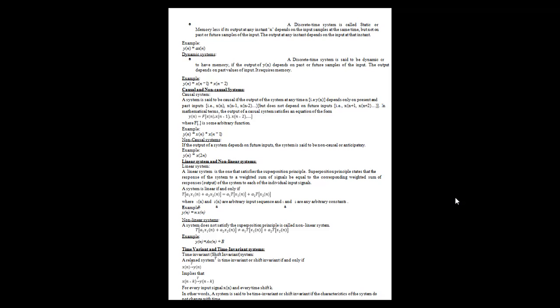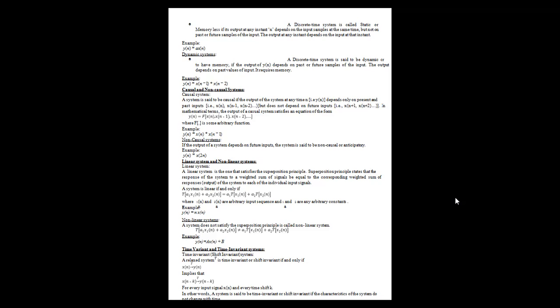Next, we are going to see about a dynamic system. A system is said to be dynamic, obviously the opposite of static, so it should have a memory. If you have a memory, the output depends on past or future samples of the input. That is, the output depends on past values of input. So when we are referring to the past, we should have some memory. So that is named a memory system. Example: y of n is equivalent to x of n minus 1, a past value. We could also have x of n plus 2, which indicates the future value. So this is about the first classification, static and dynamic.